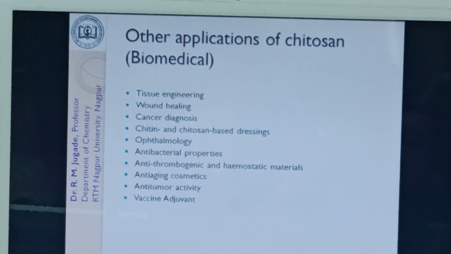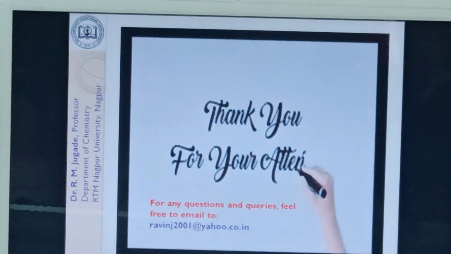Other applications of chitosan, which are mainly biomedical applications, involve tissue engineering, wound healing, cancer diagnosis, vaccines, etc., and a large number of applications are also available for this particular molecule.